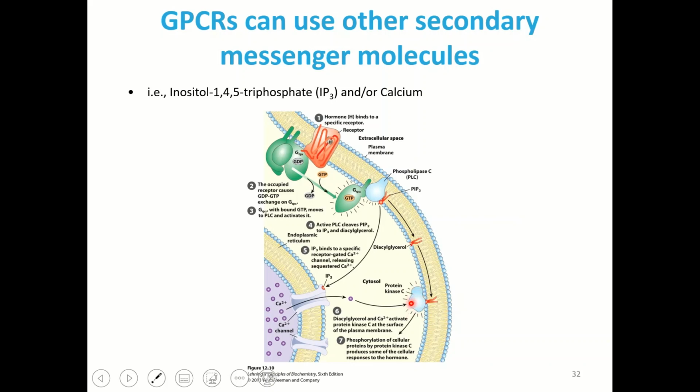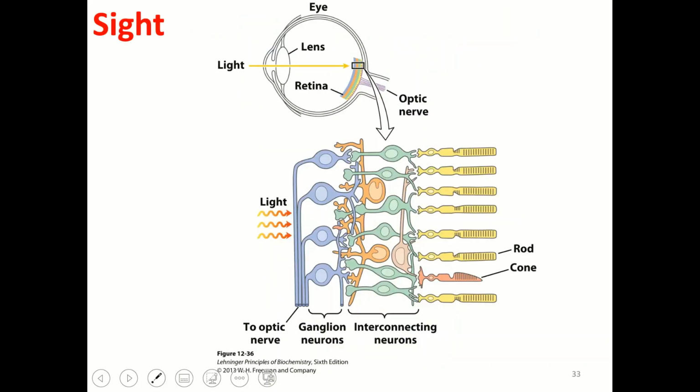Then calcium binds to protein kinase C, and it activates it for further response. This pathway, you don't need to know the specifics of this pathway, just that there are other molecules other than cyclic AMP that can be used as secondary messengers.